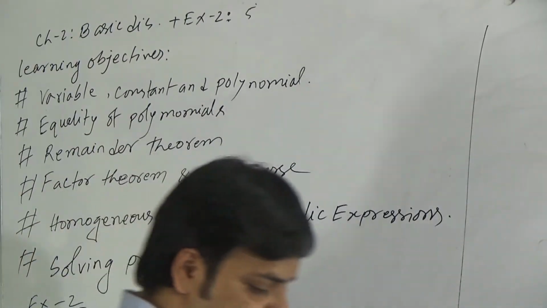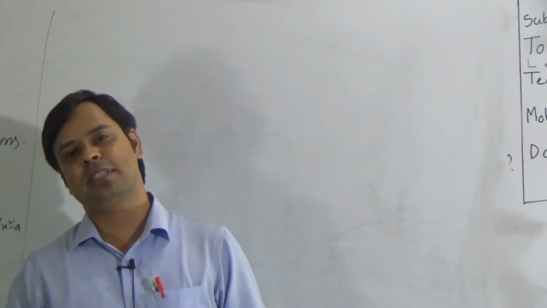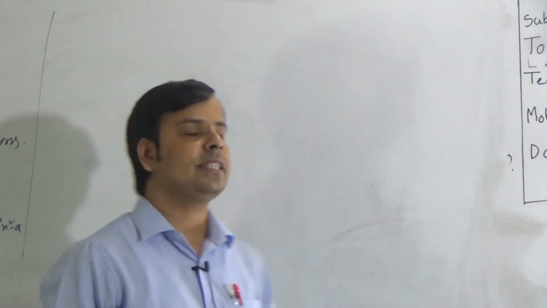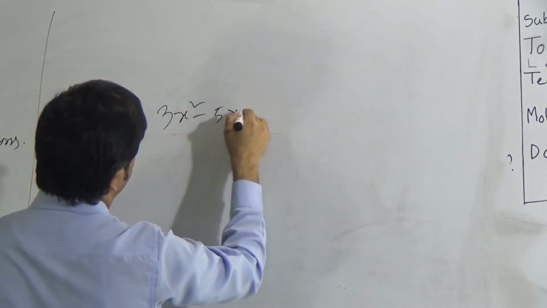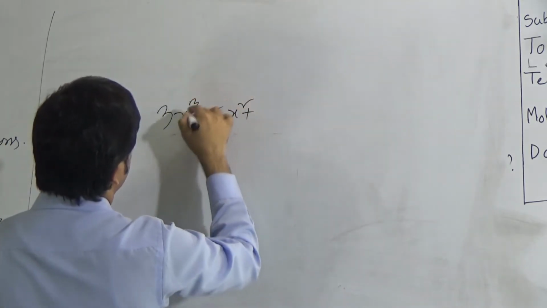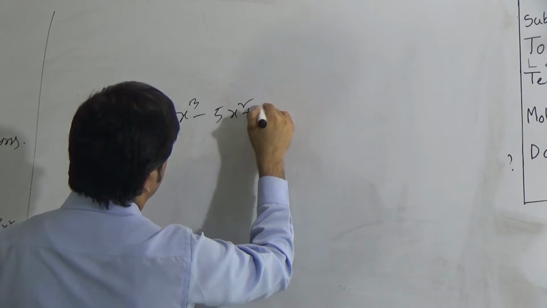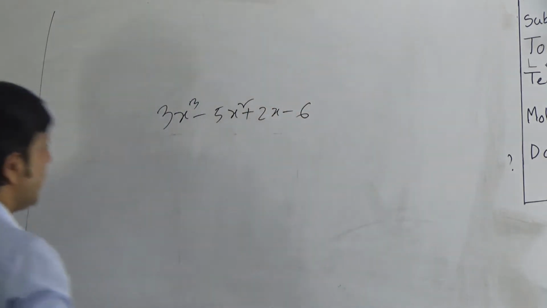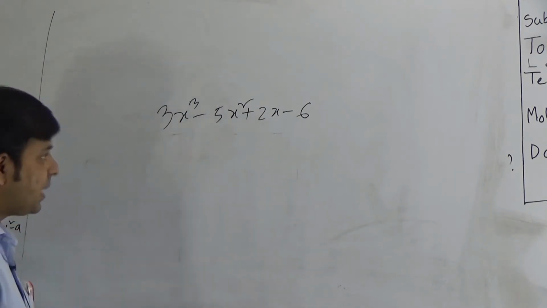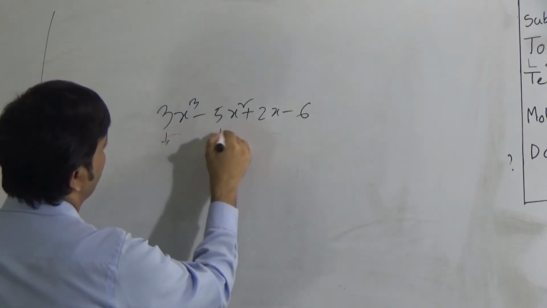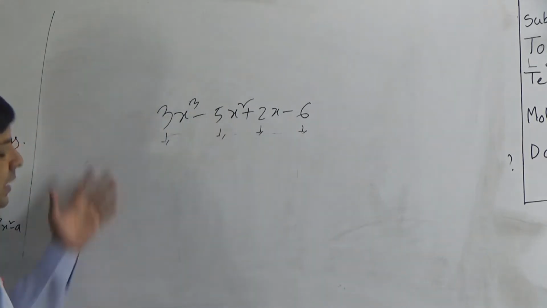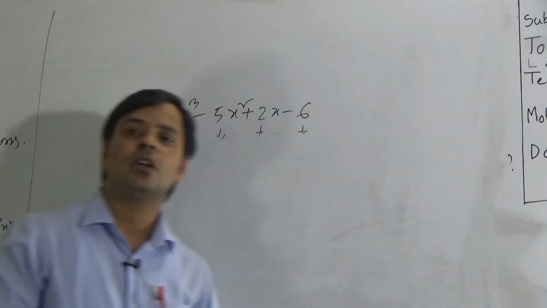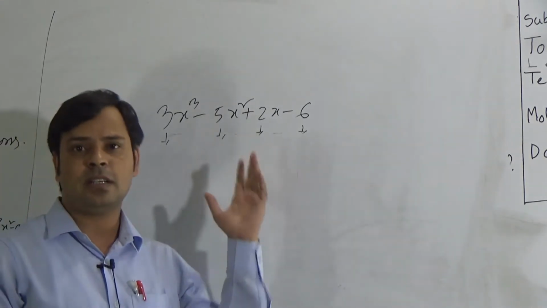Variable, constant and polynomial. Dear students, in class 6, 7 and 8 you have seen algebraic expressions. Suppose I am writing an algebraic expression here: 3x square minus 5x plus 3x cube minus 5x square plus 2x minus 6. This is an algebraic expression. In this algebraic expression, if you notice here 3, 5, 2, 6. These are real numbers, so these are known as constants, as these symbols are expressing numbers.